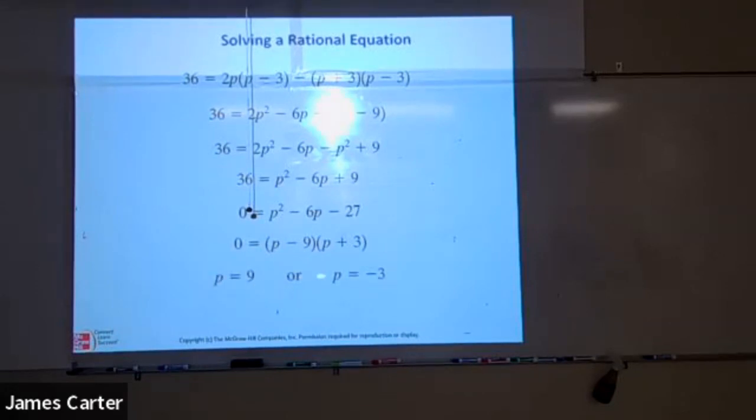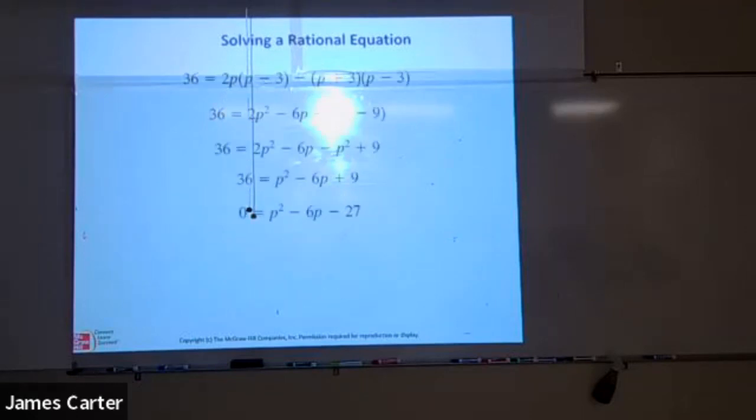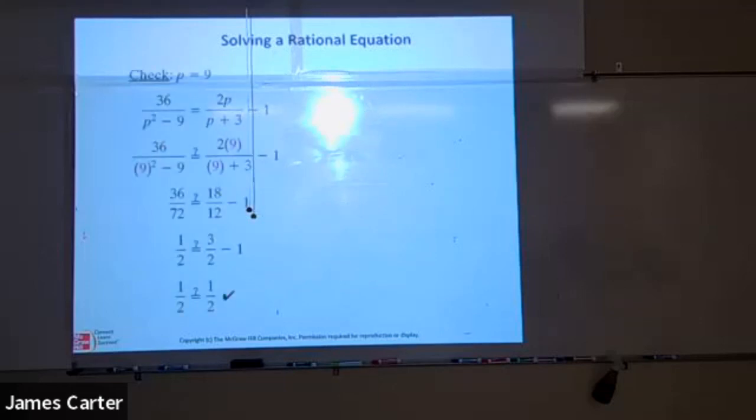Okay. Either of these answers illegal? Let's go back and look at the original problem. Can I have a -3 there? No. No. The 9 will work, the -3 will not work. Again, you got to be careful about that. Here's just proving that the -3 won't work.